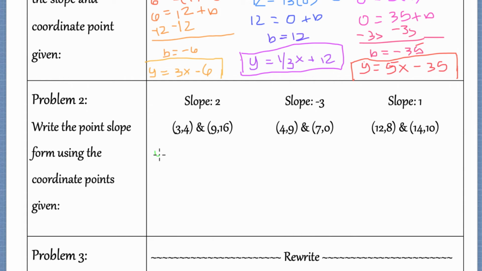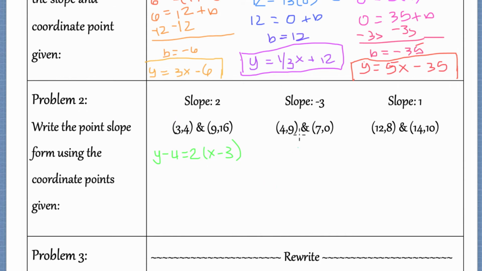So we're going to start with y minus y1, and since we're using the first one, the y coordinate of 3, 4 is 4. So y minus 4 is equal to m, which is the slope, which is going to be 2, times x minus x1, and x1 is 3 over here. And so that's it. It's that simple. That is the point-slope form, because all we needed was the coordinate point and the slope.